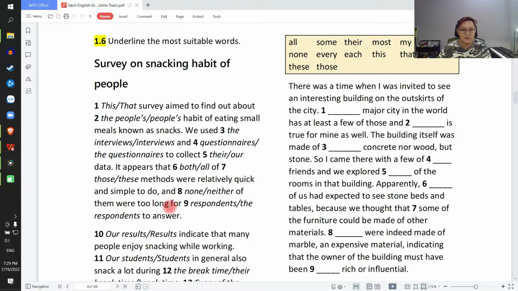because two of them and not any of those two, you have to use neither, but not none. Tại vì cả hai cái đều không thì phải là neither chứ không phải là none. Neither of them were too long for respondents to answer. We want to talk about respondents in general, not any specific respondents. So, note cái chỗ này là nói về những người hồi đáp nói chung thôi, không có phải người hồi đáp cụ thể nào, cho nên không hề có the.